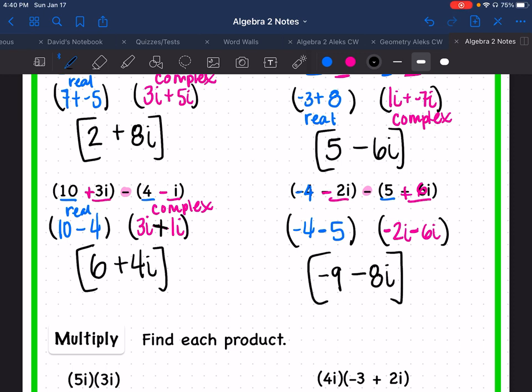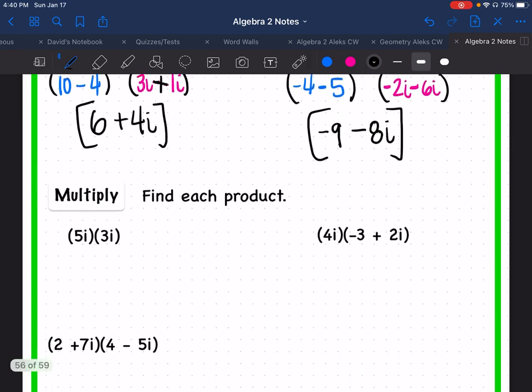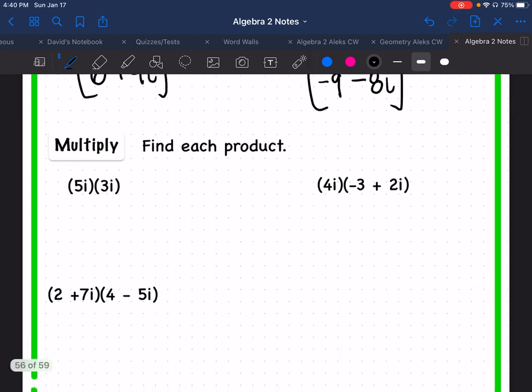All right, so now we've seen how to simplify, we've seen how to add, we've seen how to subtract. Let's go ahead and talk about how to multiply. We're going to start very simply with multiplying 5i times 3i. Okay, you're going to do the same thing. You're going to take your real parts and multiply them times each other. And then you're going to take your imaginary parts, the complex parts, and multiply them times each other. Our real parts this time would be just the 5 and the 3. So you're going to do 5 times 3. That's 15.